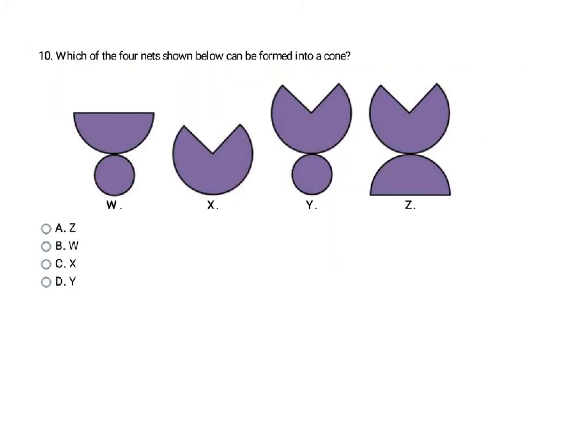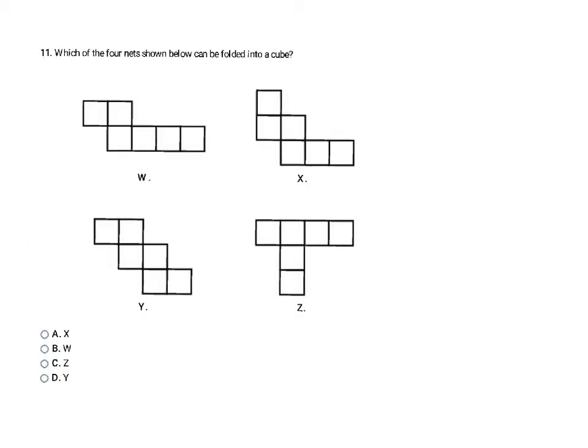So those are some example nets so that we can look at some problems that deal with nets. So here they want to know which of the 4 nets shown below can be formed into a cone. Well, from those notes that you hopefully took, you saw that a cone has to have 1 whole circle and a half circle. So the only net here that has a whole circle and half a circle is W. So it's going to make my final answer B.